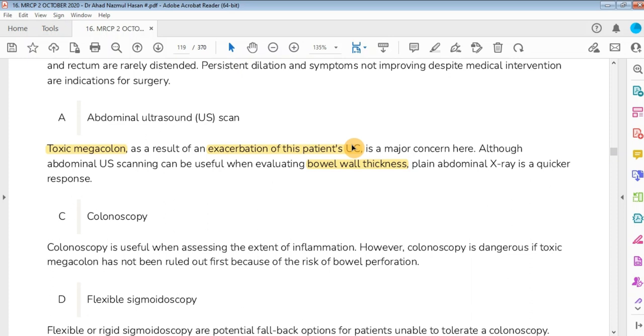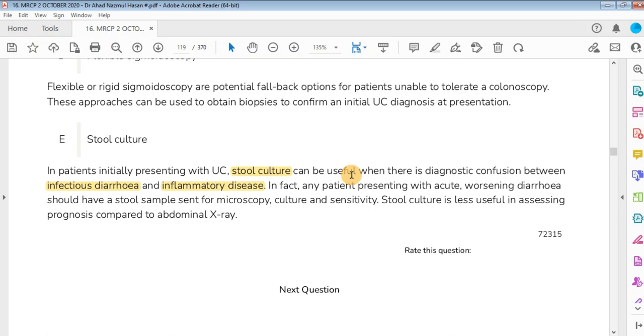Although abdominal ultrasound scanning can be useful when evaluating the bowel wall thickness, plain abdominal X-ray is a quicker response. A stool culture is usually done when there is diagnostic confusion between whether this is infectious diarrhea or inflammatory disease.